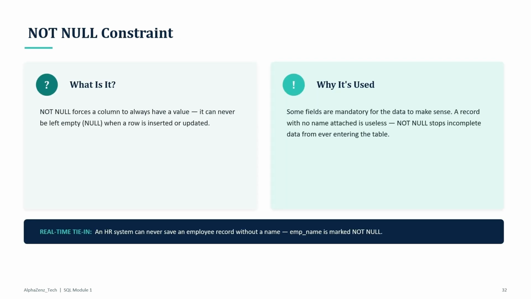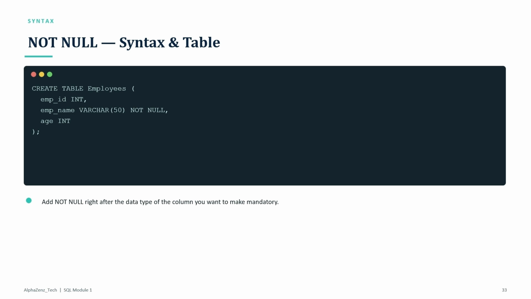Slide 39. NOT NULL, concept and why. NOT NULL forces a column to always have a value. It can never be left empty when a row is inserted or updated. Why? Because some fields are mandatory for the data to even make sense. A record with no name attached is basically useless. NOT NULL stops incomplete data from ever entering the table. Real example: an HR system can never save an employee record without a name. emp_name is marked NOT NULL.